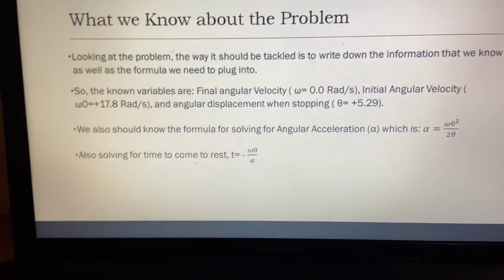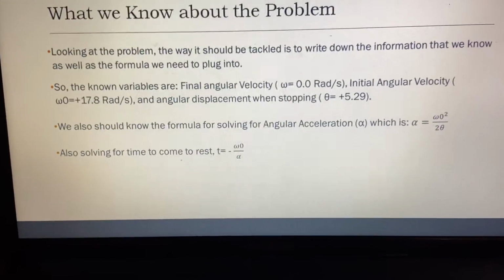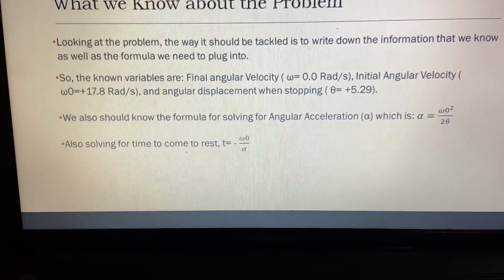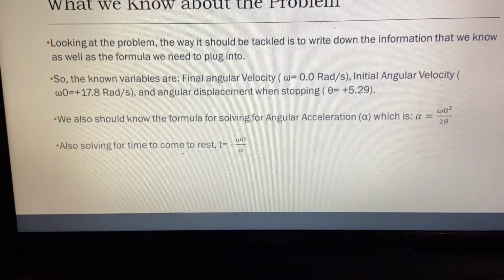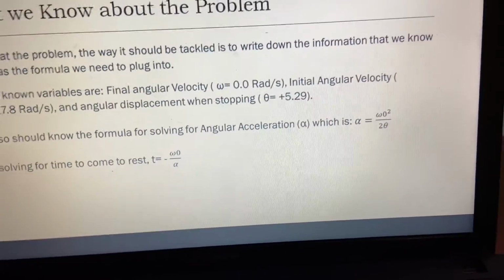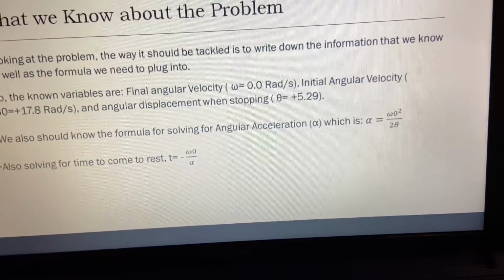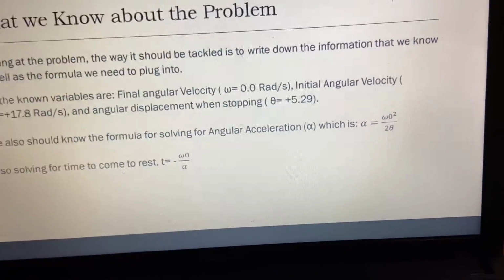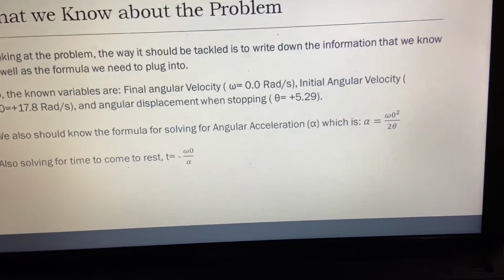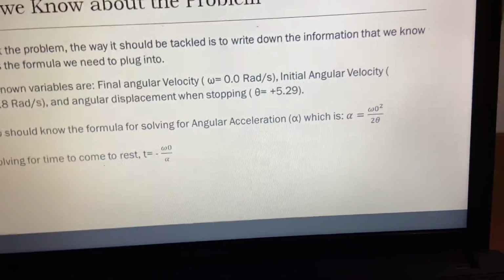And lastly, we know our angular displacement when she stops, which is positive 5.29, and that's going to be represented with our theta. Now, moving on to our dot 3, we also need to put the formula to solve for angular acceleration, our little fish symbol. And that's going to be represented as little fish symbol equals w naught squared divided by 2 times theta. So once we get to that point in the next slide, I'll explain further how to plug our data into that.